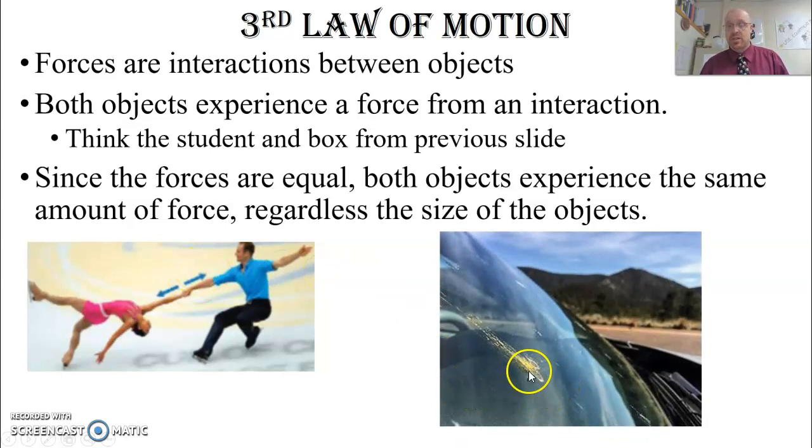Another example is the bug on the windshield. Both objects experience the same amount of force. Obviously, the bug is much smaller and can't resist the force that's impacted against it, which is why it splatters all over your windshield, and your windshield hardly seems to take any impact at all. But if you were to increase that, say a rock or a pebble, and sometimes it bounces off the windshield, what happens to your windshield? Right, it cracks or fractures because of the force that both objects feel when they experience an interaction.